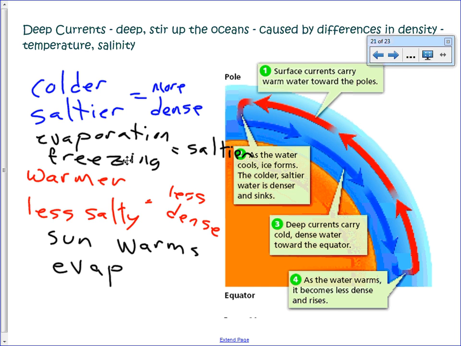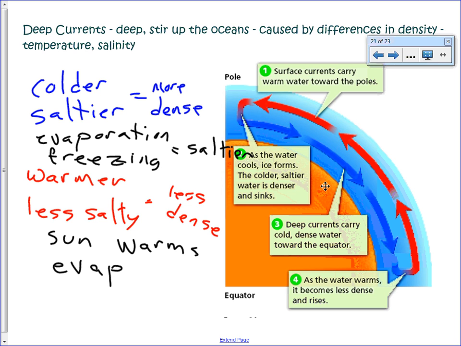If you have freezing, only the ice freezes, leaving the salt in the water. Warmer water, the molecules are moving faster, they're farther apart. If it's less salty, it's less dense. And of course, the sun warms up areas and it evaporates. So here's basically what you're getting.